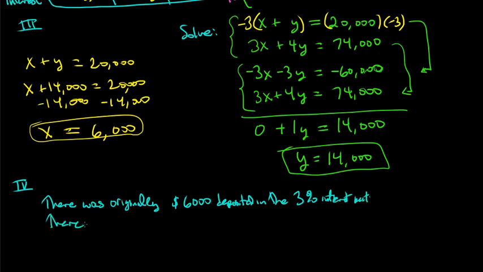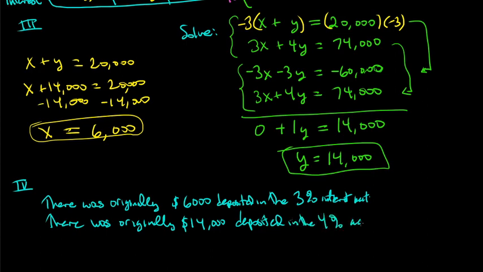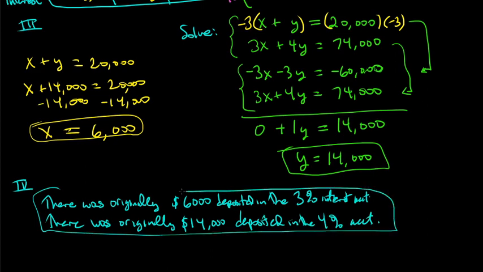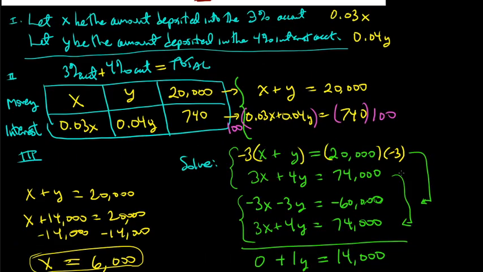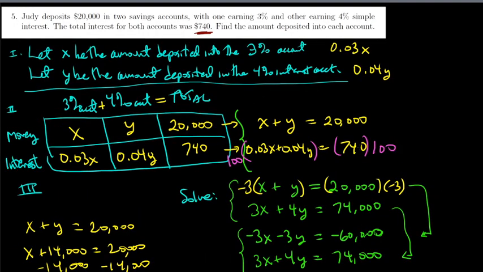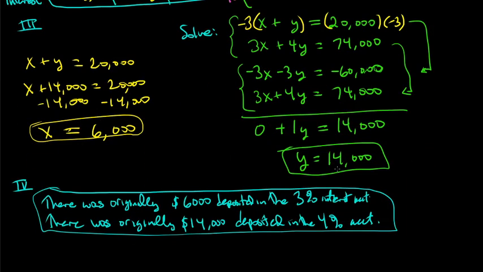And there was, again, originally, the original deposit, $14,000 deposited in the 4% account. Right. So there you go. That's number 5. I hope this helps.